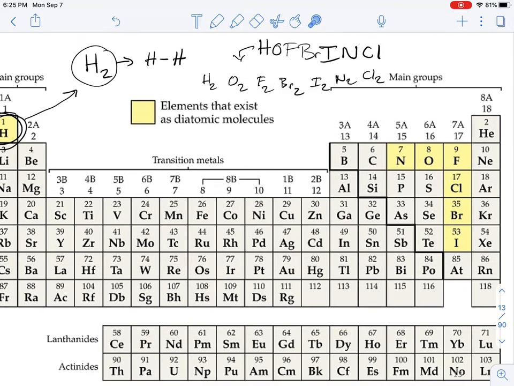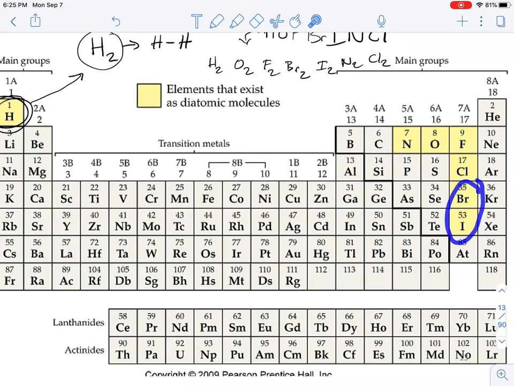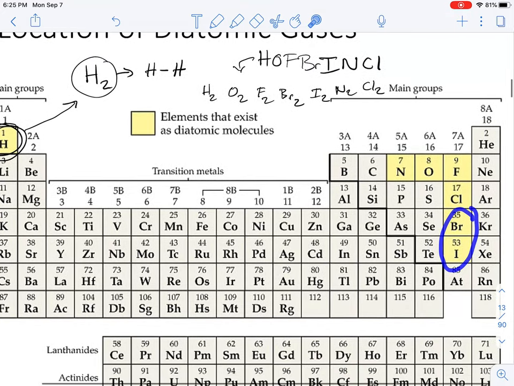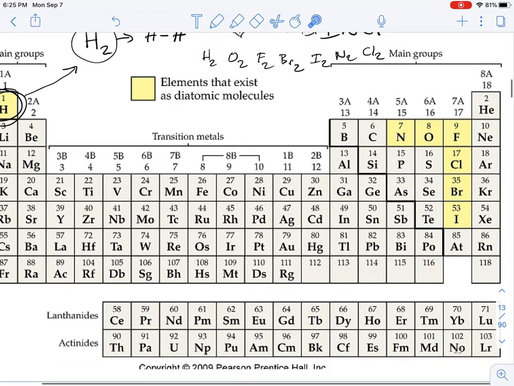Now, as we go towards bromine and iodine, even though we identify them as diatomic gases, at very specific temperatures, bromine and iodine can much more easily become solid and liquid in state at room temperatures. And so we'll talk about the physical properties of iodine and bromine at different temperatures.